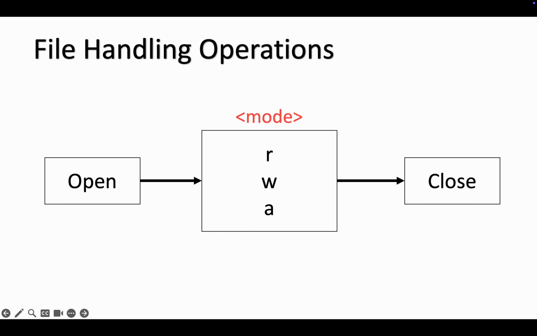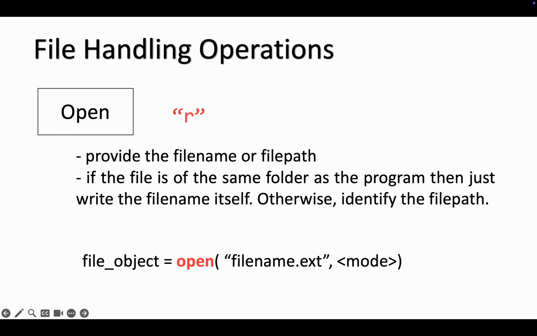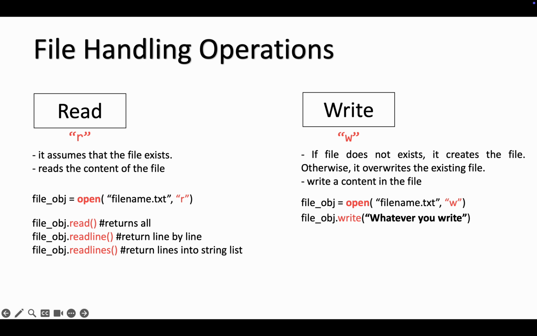Let's take note of the different modes. We have R for read, W for write, and A for append. Let's start with reading. Usually we provide the file path or the file name of the file that we want to open. So we use the function open and write the file path and what you want to do with it. For example, let's start with read.